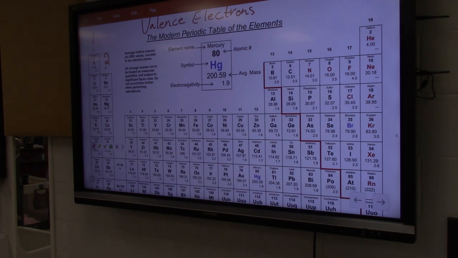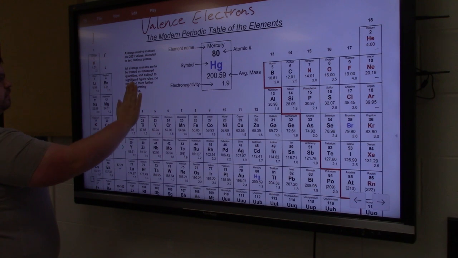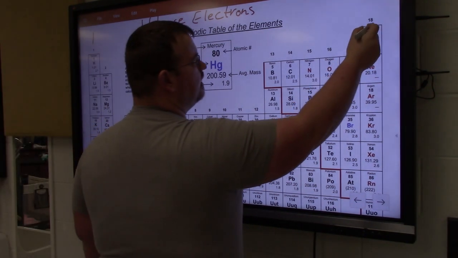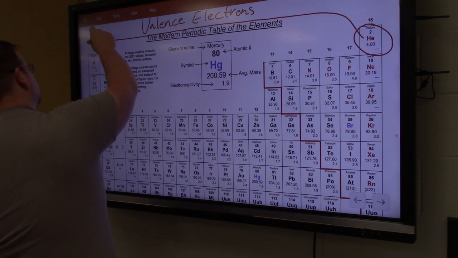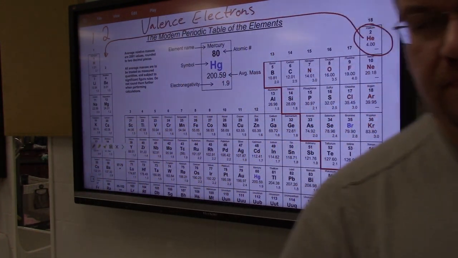Does that include Ds? Correct. Which one switches, the hydrogen over with helium or helium with hydrogen? In this case, helium slides over here with column two. Column two.